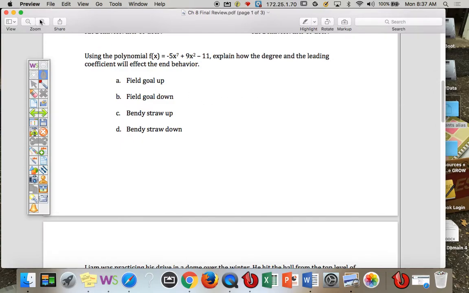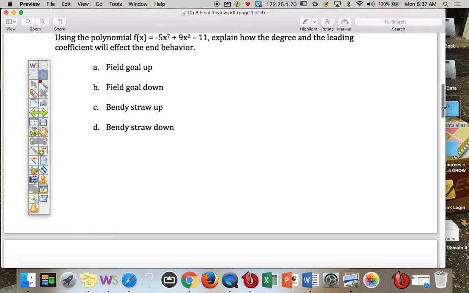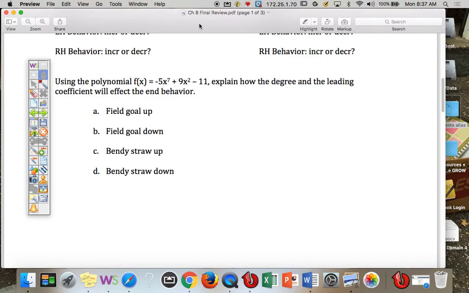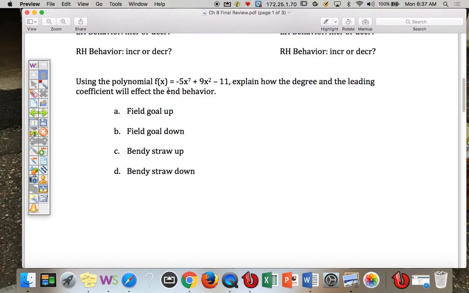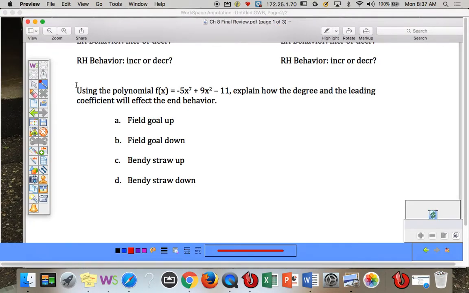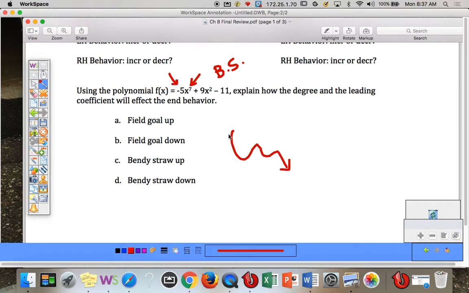All right, let's try this one. So using the polynomial right here, f of x, explain how the degree and the leading coefficient will affect the end behavior. All right, so the degree is 7. So we know that that is a bendy straw. And it is negative. So we know that it's a bendy straw and you would be spitting out of the straw. So bendy straw down.